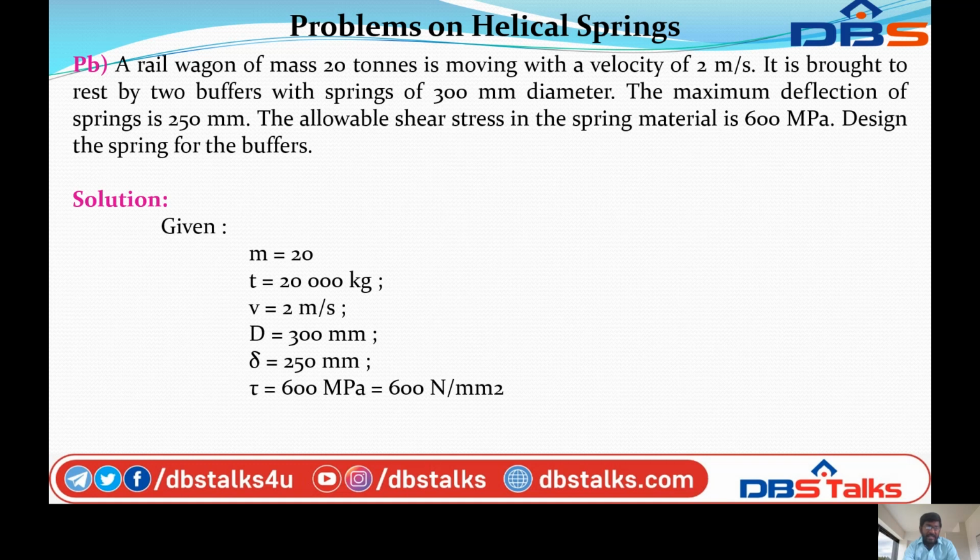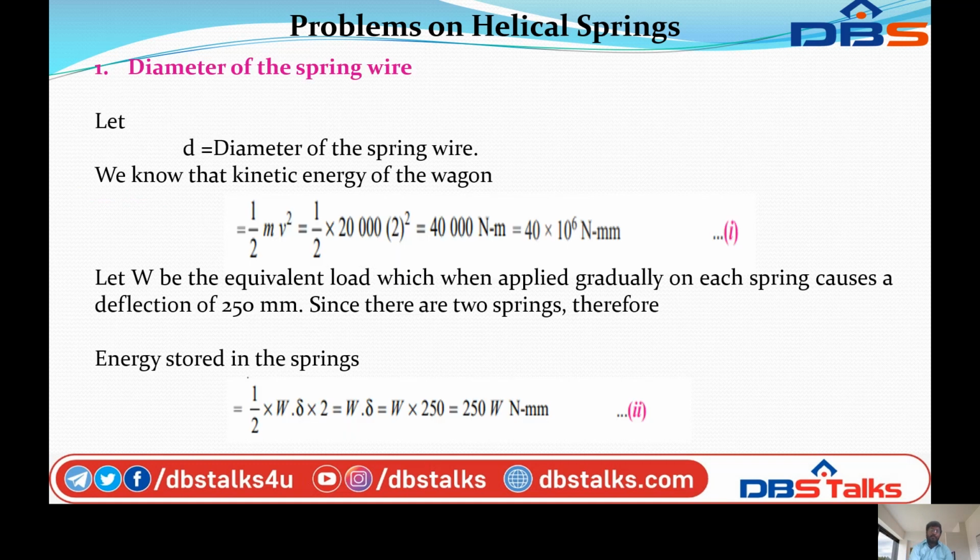First of all, we can calculate the diameter of the spring wire. Let small d be the diameter of the spring wire. We know that the kinetic energy of the wagon is equal to half m v square, that is half into 20,000 into 2 square, that is equal to 40,000 Newton meter. This is equal to 40 into 10 power 6 Newton mm. This is equation number 1.